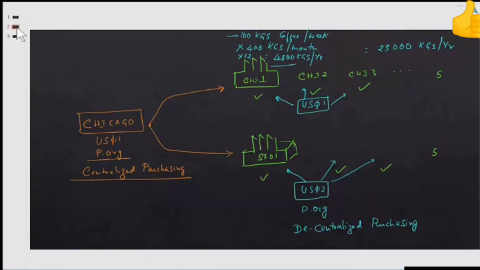So if US01 were to only procure for Chicago, at best we're going to procure a maximum of 25,000 kilos per year of coffee, just coffee. And this guy says San Francisco also procures 25,000 kilos per year. Combined together, we have a volume of 50,000 per year.